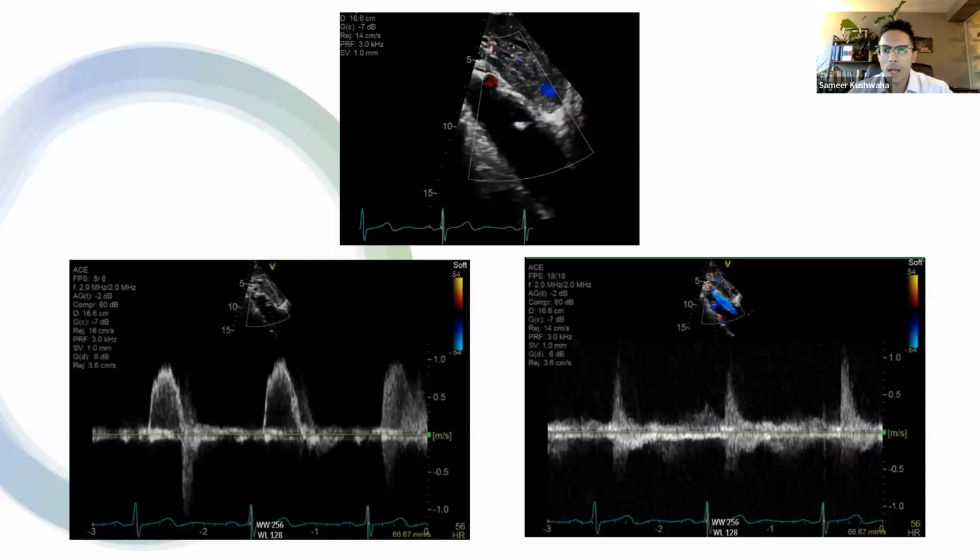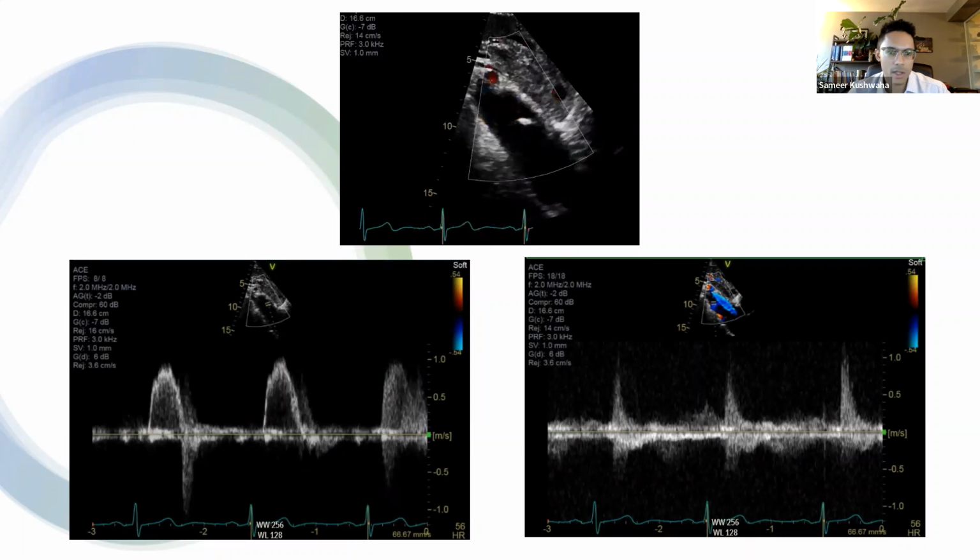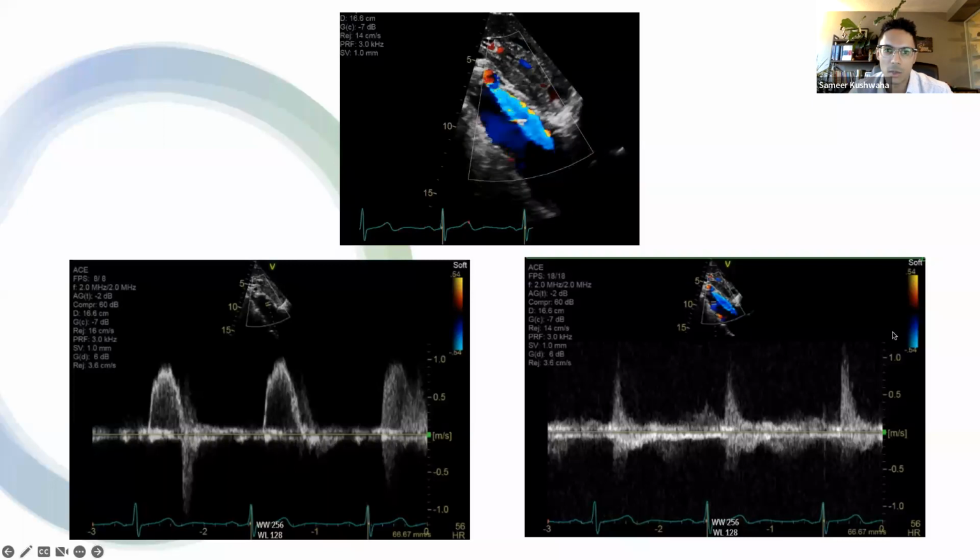When we put a pulse wave Doppler through the true lumen and the false lumen, you can see on the bottom left picture, this is with a pulse wave Doppler in the true lumen, where you get good pulsatile flow seen in systole after each QRS complex. But then when you move the pulse wave Doppler over to the false lumen, you see that the velocity becomes very blunted and has quite poor flow, as you would expect.